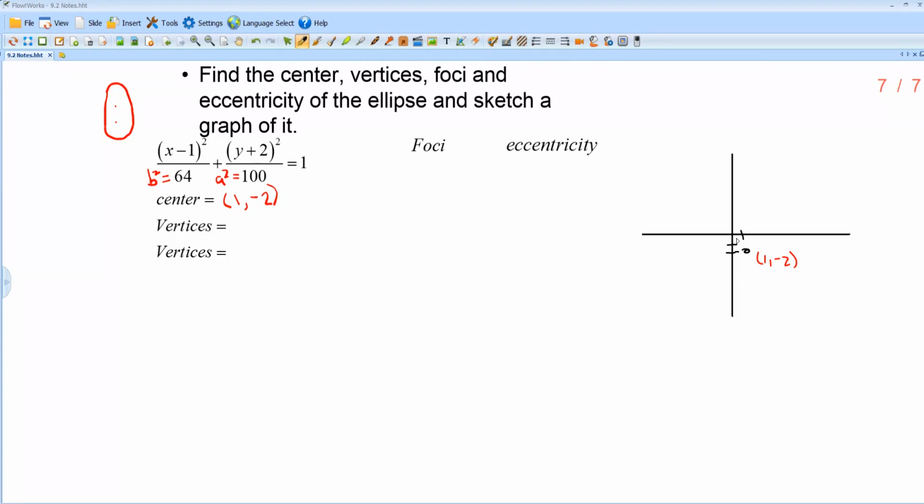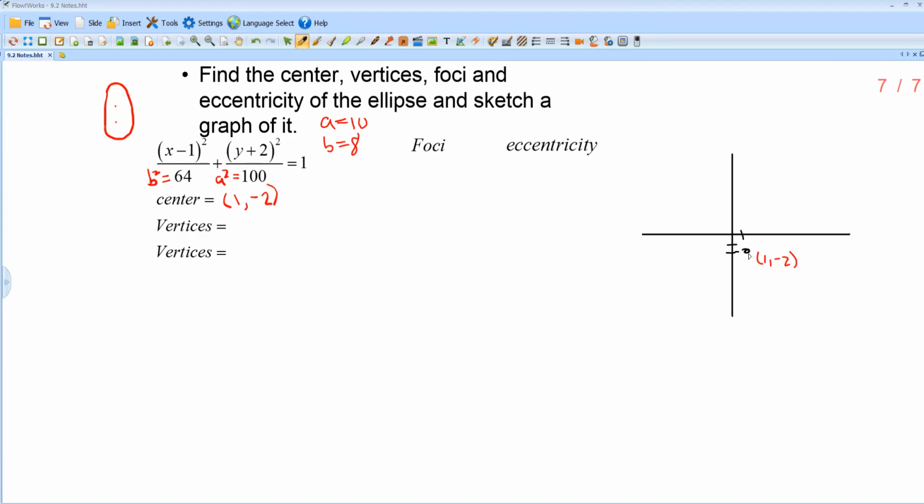So we don't know how condensed this oval might be. But I've already done the question, so I sort of already know. So vertices. If I want these vertices, remember that starting from this center, I go A units up or down and B units left and right. So A, since A squared is equal to 100, A is equal to 10, and B is equal to 8, coming from B squared equals 64. Again, the larger one goes with my major axis, and my major axis in this case must be the y's.